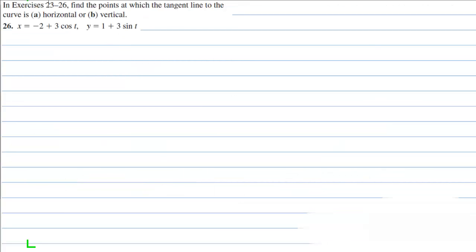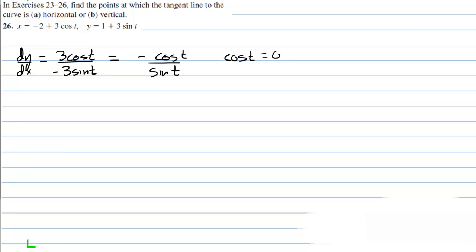In exercises 23 through 26, find the points at which the tangent line to the curve is A, horizontal, or B, vertical. So we need the slope of the tangent line. So we have dy/dx equals 3 cosine of t over negative 3 sine of t. Well, the 3's are going to cancel, so we have negative cosine of t over sine of t. Lines are horizontal when their slopes are 0, so we need to find where the numerator is 0. So we want to know where cosine of t is equal to 0.